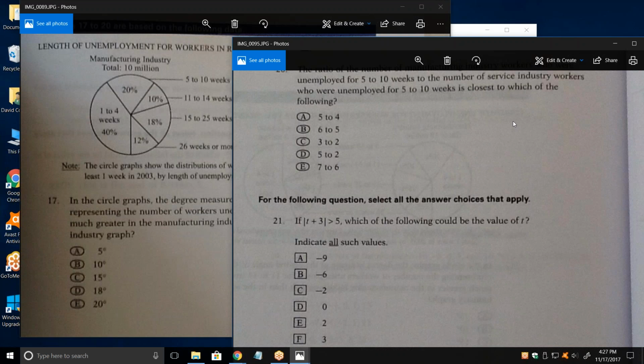Any idea what page that is? I do not. I can't read a page number off this at all. Section 5 of test 2, I think it is. Number 20. This is probably the first section. No, it's section 2 of test 1. So let me see. Okay.